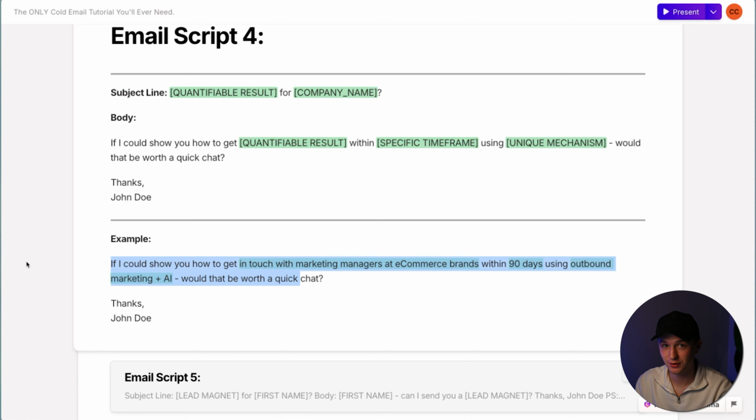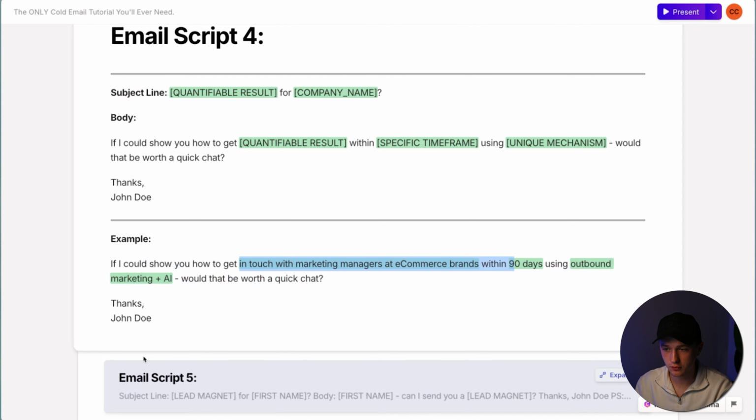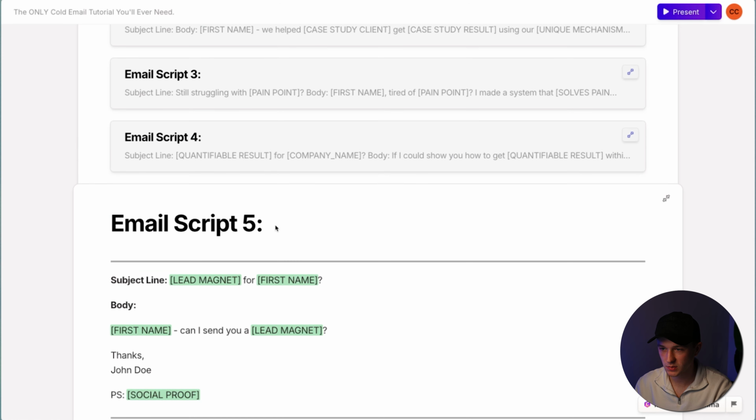And it worked, right? It's so simple because it's just a question. Would that be worth a quick chat? Obviously, they want to do this. We even had a risk reversal in here as well. So you can see how easy it is to say yes to this if you are the right person for the service. That's that. And an email 5.